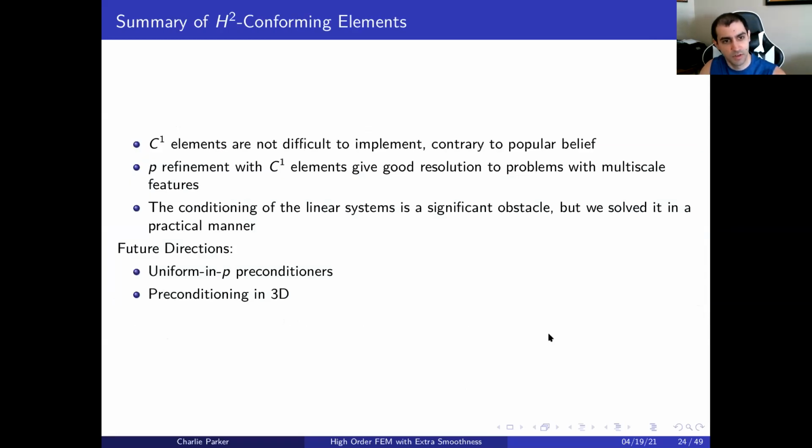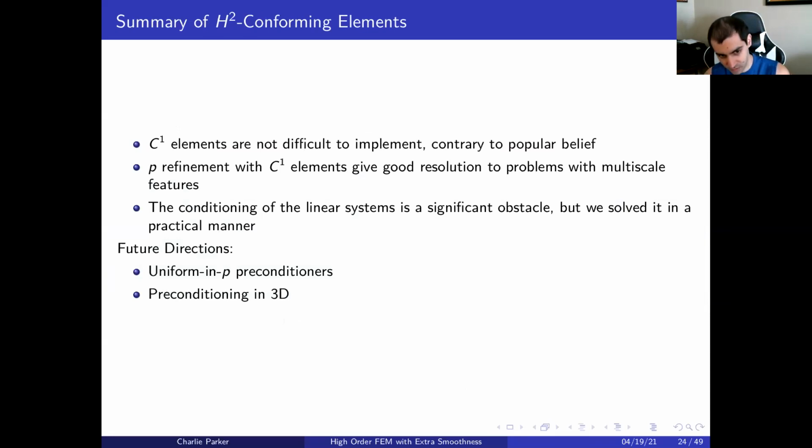So just a quick summary of the H2 stuff: C1 elements are not difficult to implement, contrary to popular belief, and p-refinement with C1 elements gives good resolution to problems with multi-scale features. And although conditioning is a significant obstacle, we solved it in a practical manner.